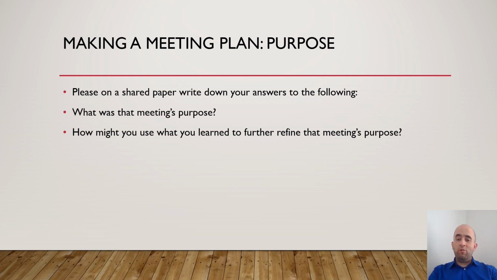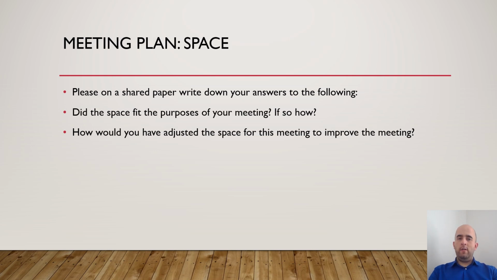Did you try to drill further down into this purpose and discovered you couldn't? Same with the agenda. How might you refine further how this agenda went? Was there even an agenda? Or did the meeting just happen and people started talking? And finally, space. Did the meeting leader use the space well? Did it fit the purposes of the meeting? If it did, why? If it didn't, how might you adjust to make this work?